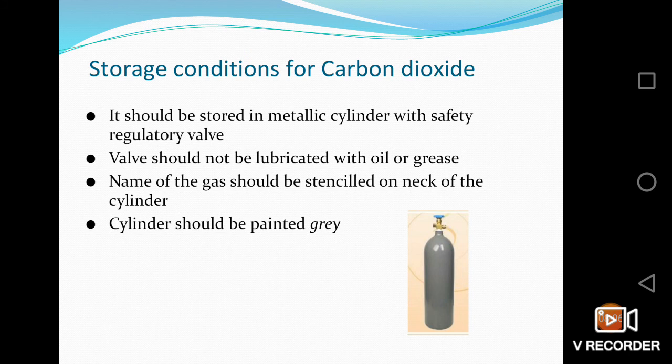Now the storage condition for carbon dioxide. Again, carbon dioxide should be stored in a metallic cylinder with a safety regulatory valve. The valve should not be lubricated with oil or grease. The name of the gas should be stenciled on the neck of the cylinder. And the cylinder should be painted grey.